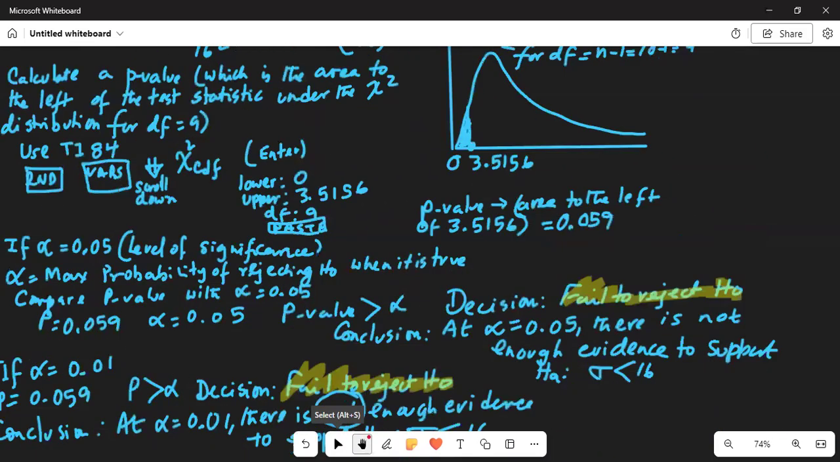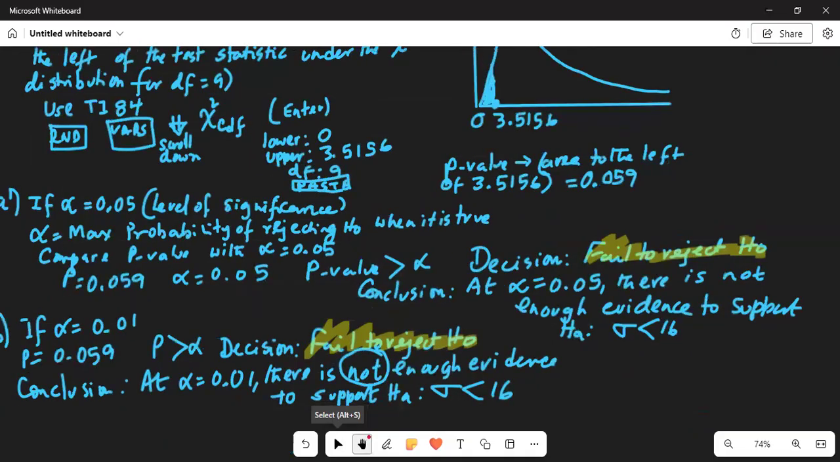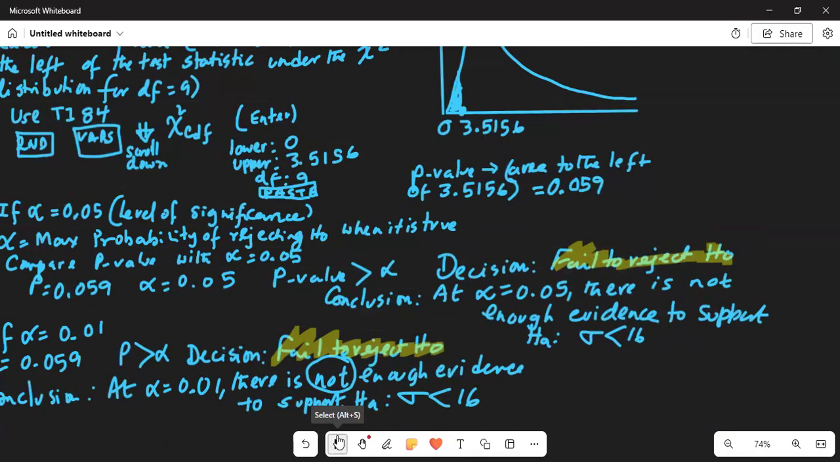0.059. Then we compare that p-value to the alpha value of 0.05. In both the cases, alpha is 0.05 and alpha equal to 0.01, p-value is greater than alpha. Decision is fail to reject H0, and therefore there is not enough evidence to support the alternate hypothesis in both cases, which is sigma less than 16.